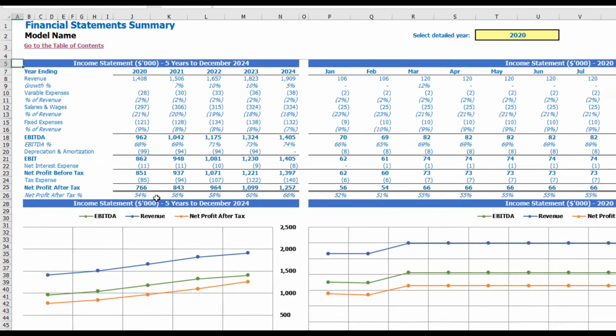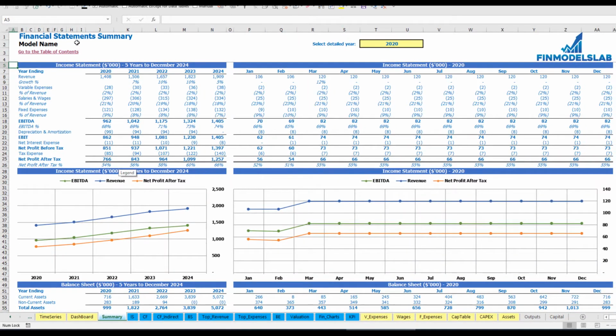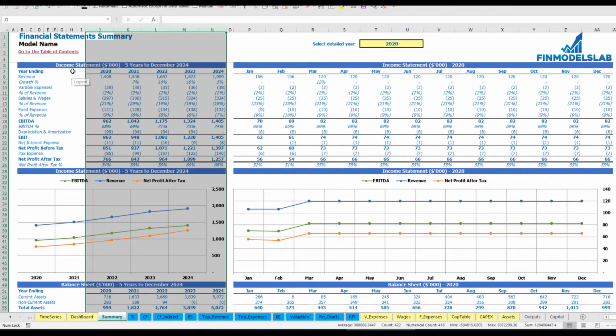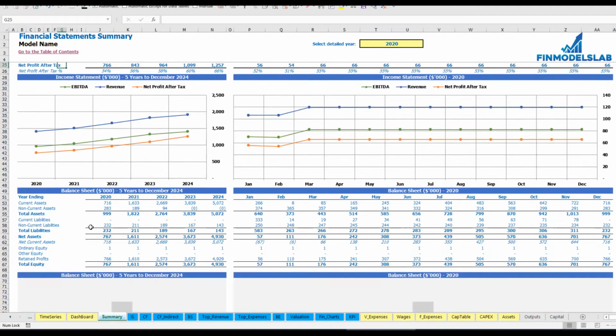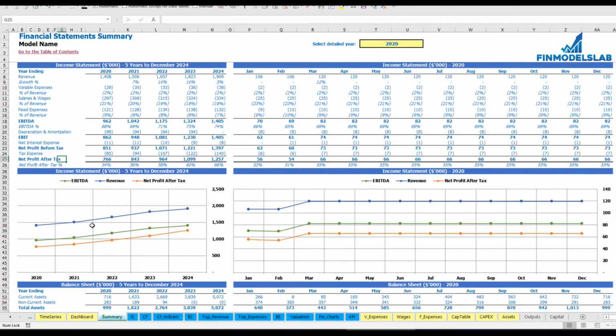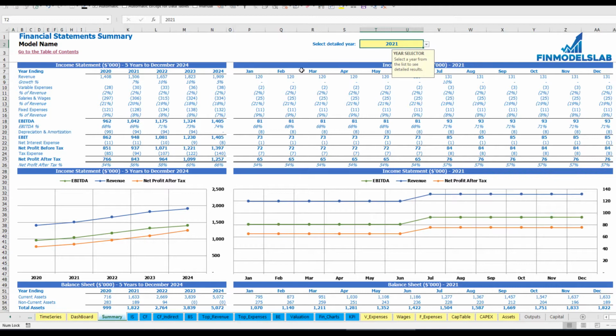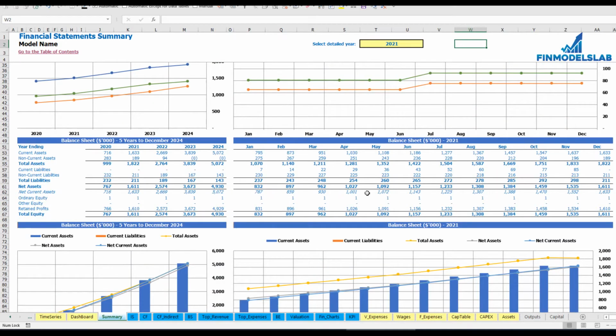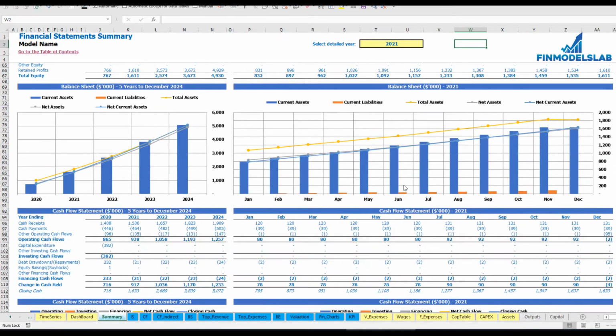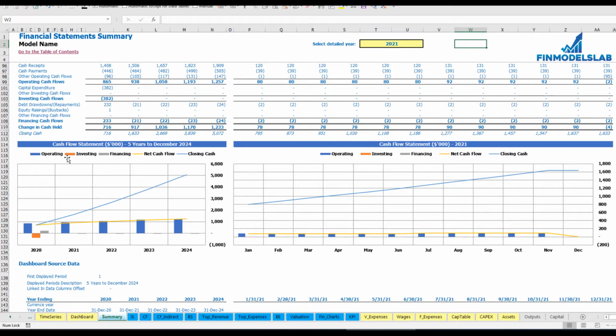The summary of the 3 statements you may find on the Financial Statement Summary tab, which consists of a 5-year breakdown of P&L, balance sheet and cash flow. Additionally, you select a year here, and you may see the breakdown of that specific year by months for the main categories of P&L, the main categories of balance sheet with some charts, and the main categories of the cash flow statement, also broken down by months.